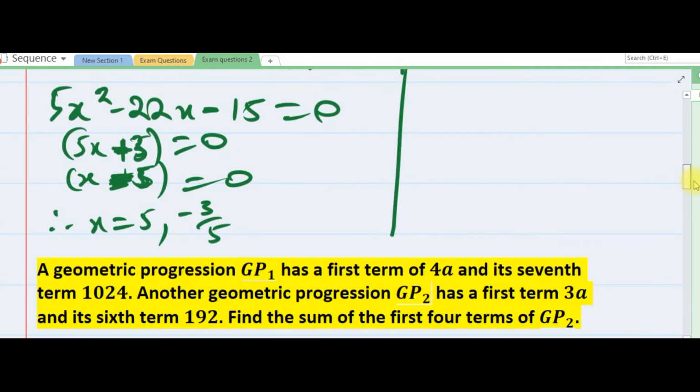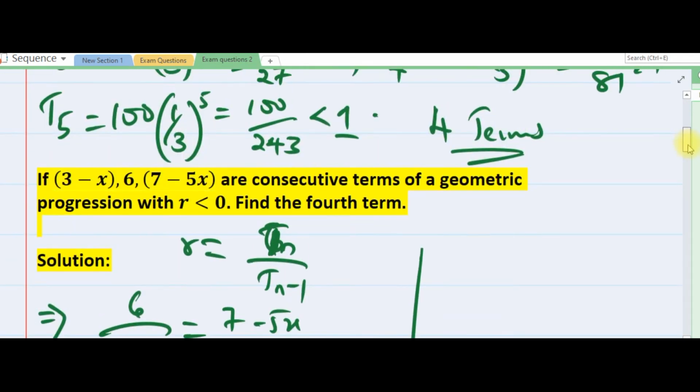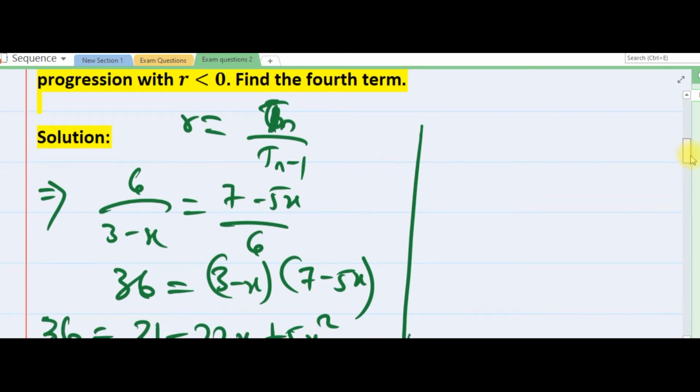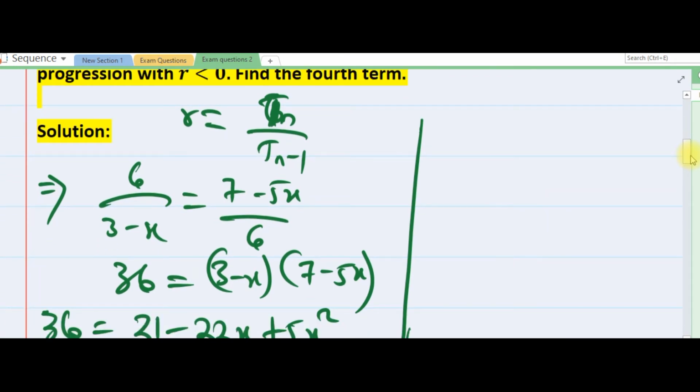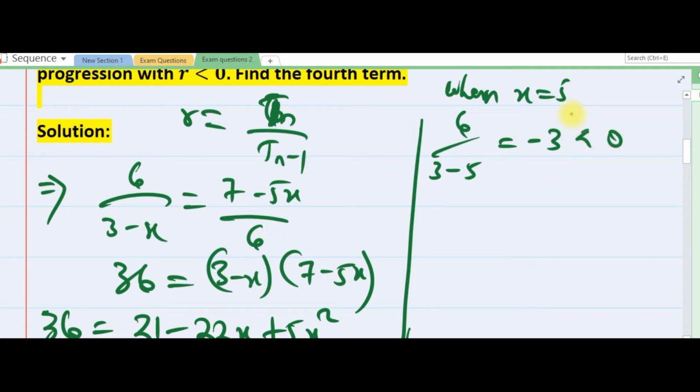So if I put 5 here, okay, let's test. When x is 5, we have 6 over 3 minus 5, which is now minus, this minus 3, which is less than 0. So I think that's what we use when x is 5, the other one will turn to be positive.